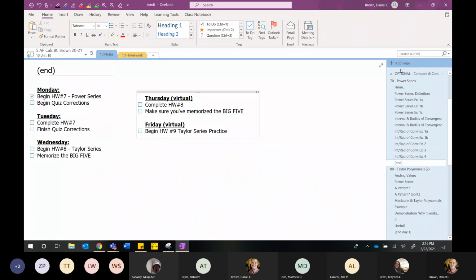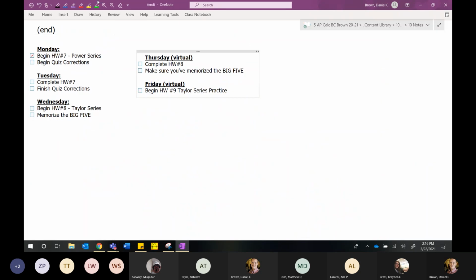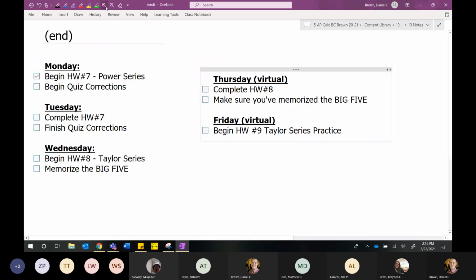Assignment-wise, what you can be working on. You have homework 7 that you can begin working on now. Make sure you just answer the question asked. Some of those questions just ask for the center, some ask just for the radius. The ones that will be the most work are the ones that ask for the radius and the actual interval of convergence. Look over your quiz. Definitely reach out to me with questions you have on your quiz.